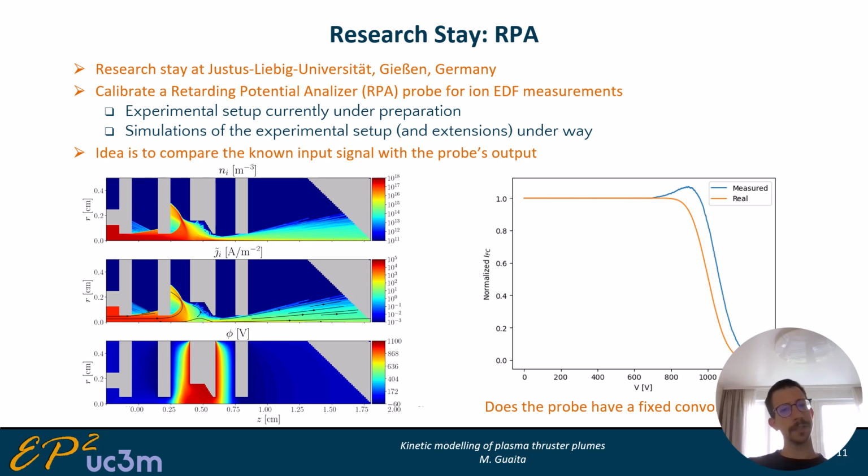So what they have set up here in Gießen is an experimental campaign which they hope to use to validate the probe. So they emit a well-known ion energy distribution, measure it with the RPA, and see what the differences between the ideal signal and the obtained signal are. I am doing the same thing numerically.